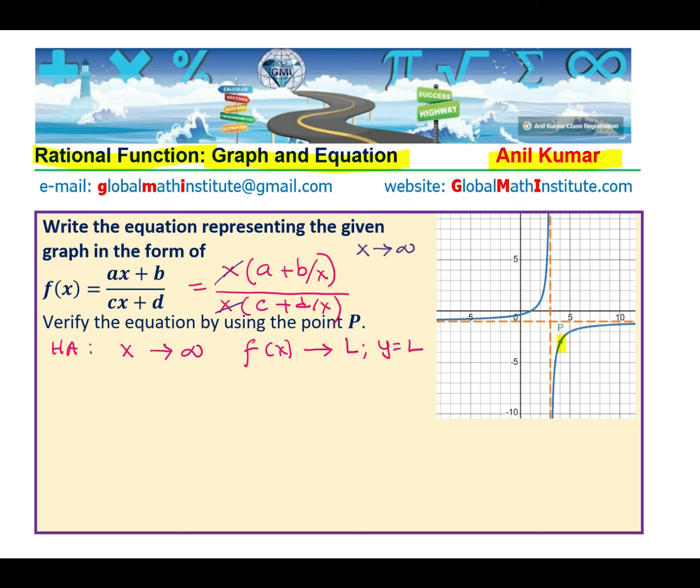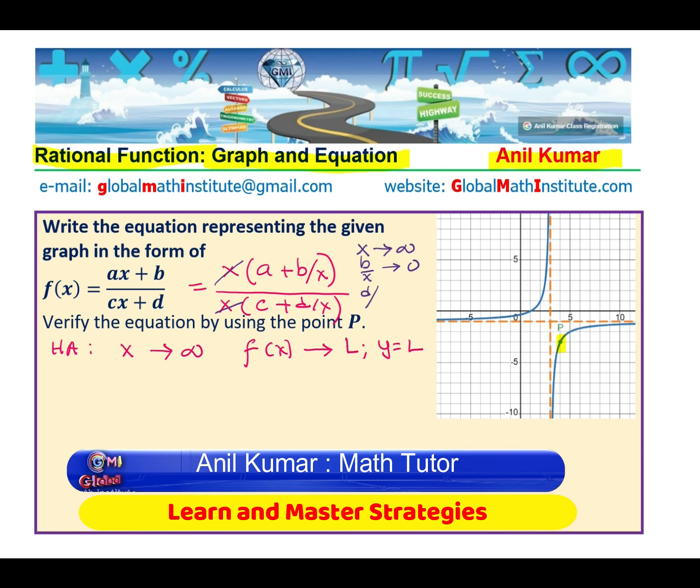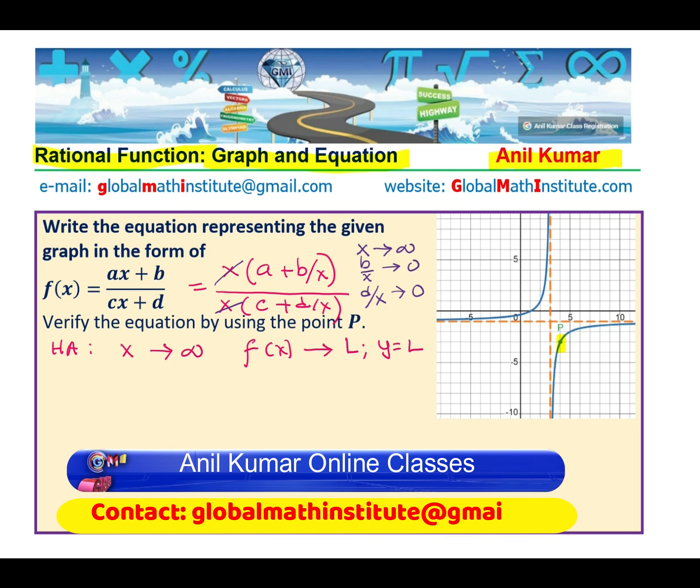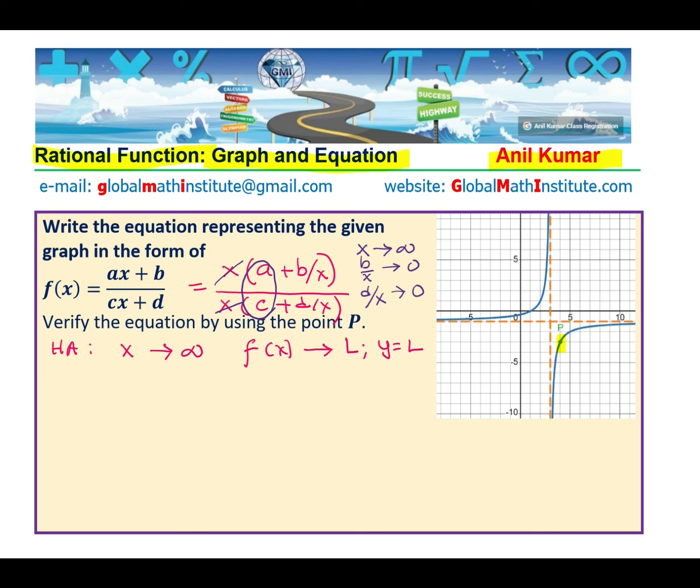When x approaches infinity, then b over x approaches 0. Even d over x, anything over x will approach 0. So that means what happens to the function? The function approaches a over c. Do you see that? So we can say very clearly that in this case, f of x approaches a over c, and therefore the horizontal asymptote is y equals a over c. Is that clear? So the horizontal asymptote is this particular ratio, the coefficients of x in such an equation.